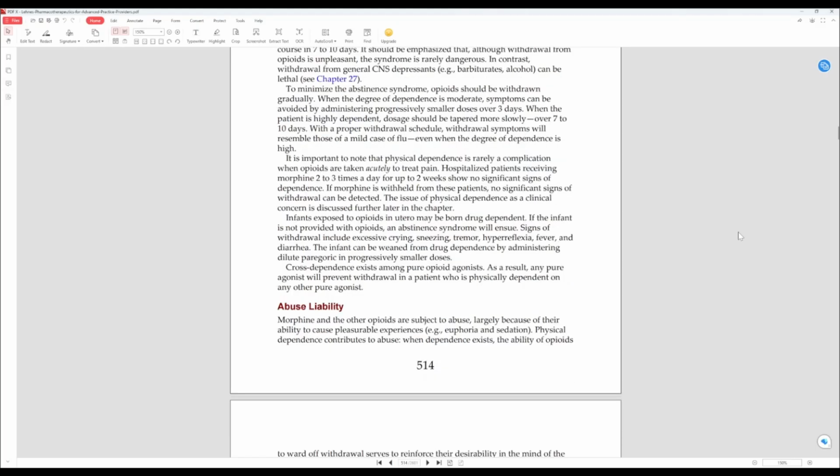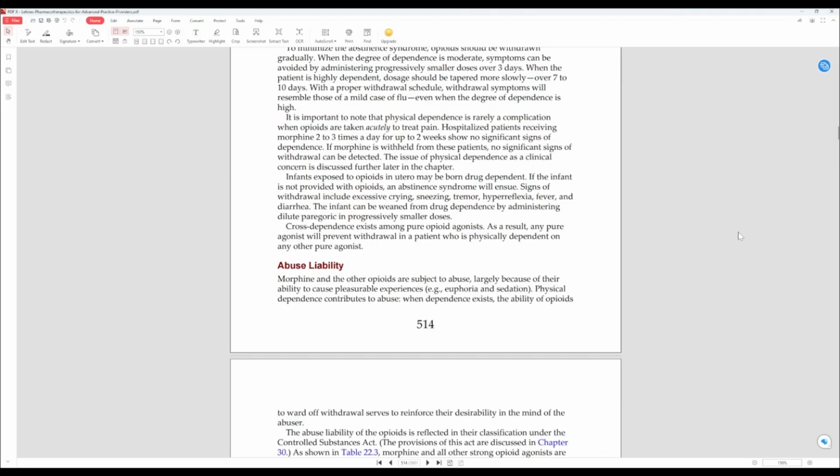It's important to note that physical dependence is rarely a complication when opioids are taken acutely to treat pain. Hospitalized patients receiving morphine 2 to 3 times a day for up to 2 weeks show no significant signs of dependence. If morphine is withheld from these patients, no significant signs of withdrawal can be detected. The issue of physical dependence as a clinical concern is discussed later in this chapter.